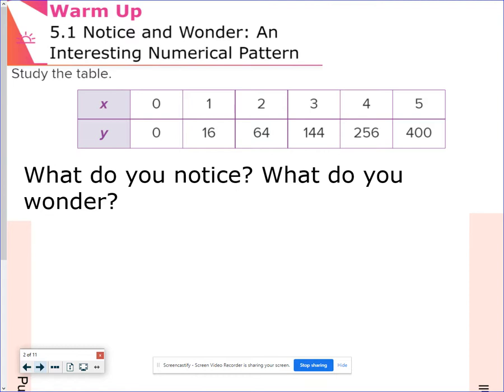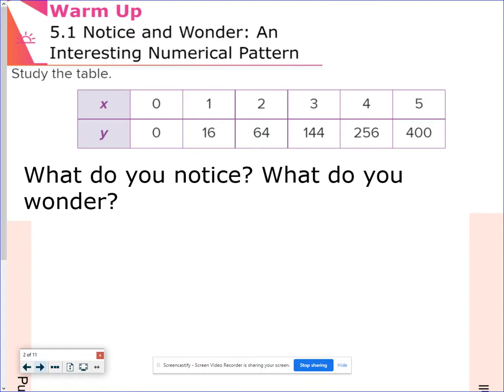A couple of things that I have noticed in this table is I noticed that the x's are all increasing by 1, but clearly the y's are not, right? The y's are increasing, but each time they increase, they're increasing by more than they did the time before, right? So this is clearly not linear. We don't have a constant rate of change, but it is growing rather quickly.